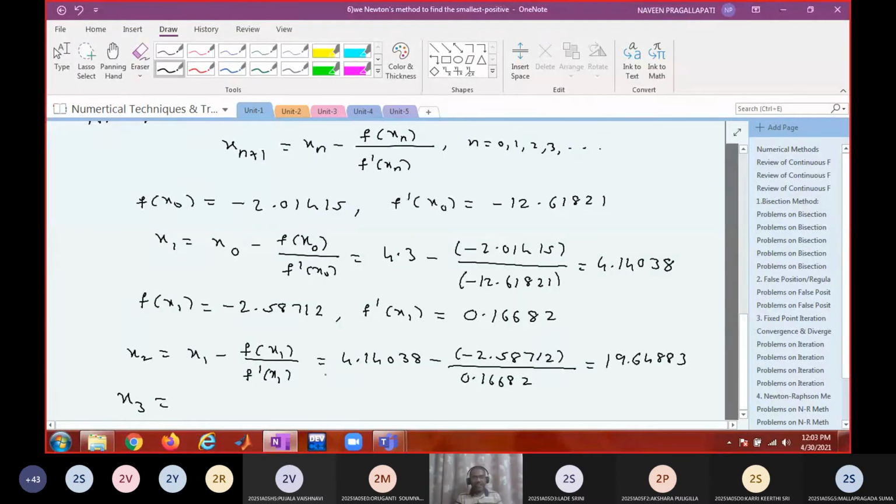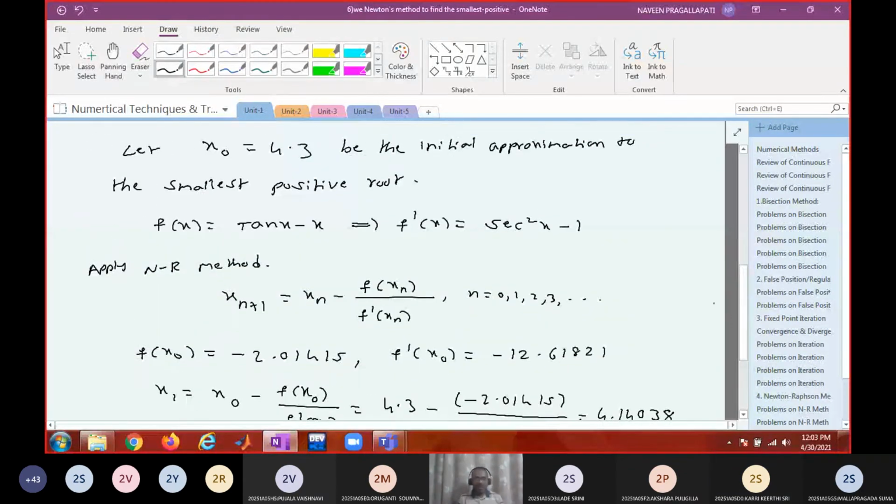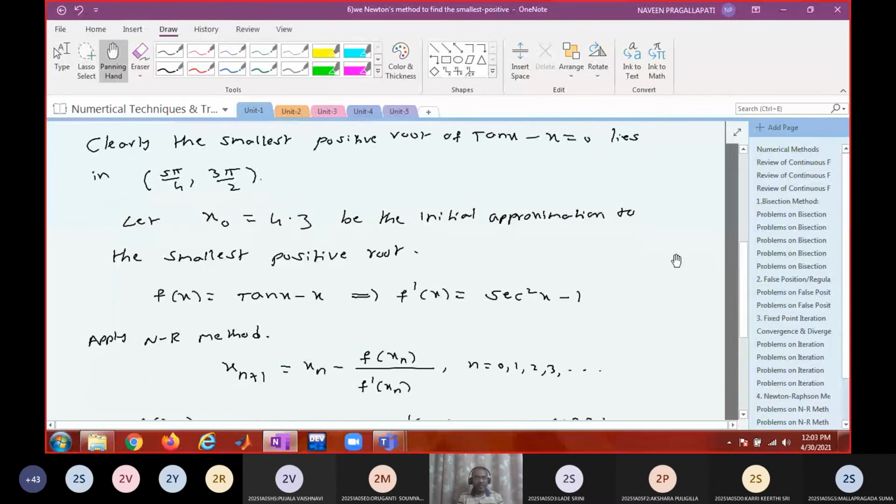Is it even a larger value? Yes, I'm getting it as 80.8185, sir. So that means what? It is a divergent sequence. So this initial approximation is leading us to a divergent sequence. So it is not a good initial approximation. It is not sufficiently close to the exact root.